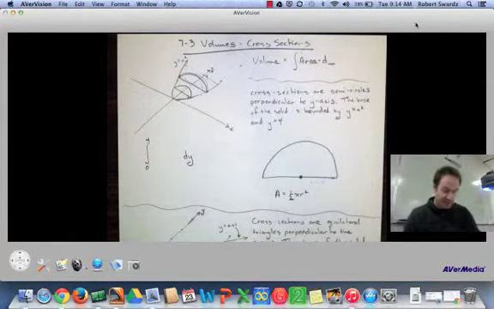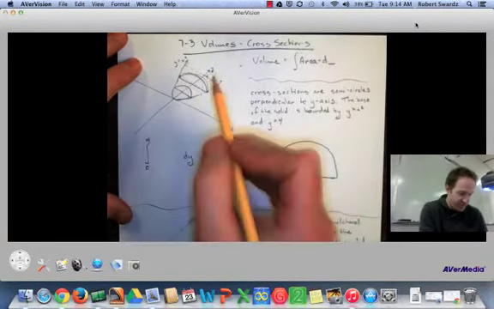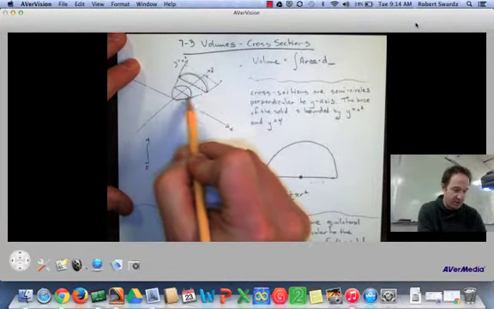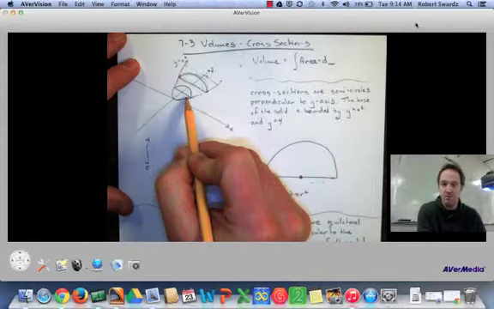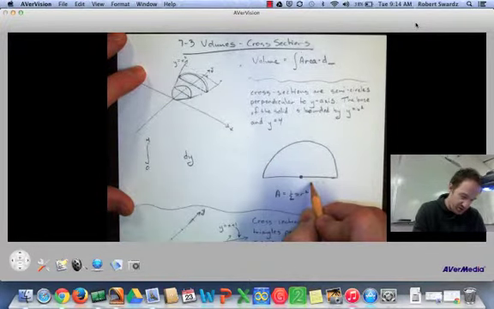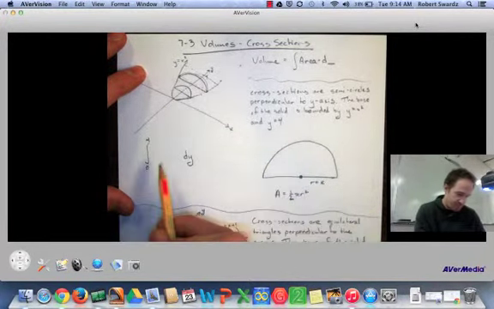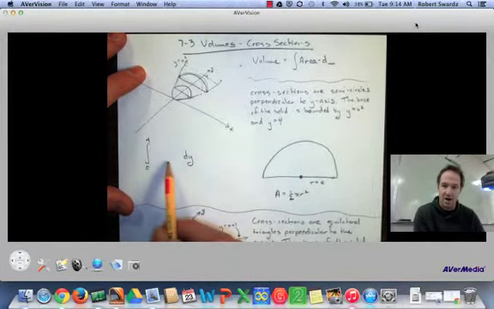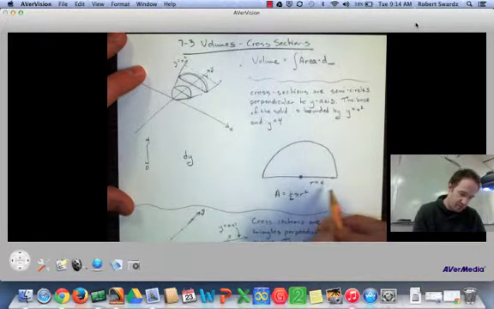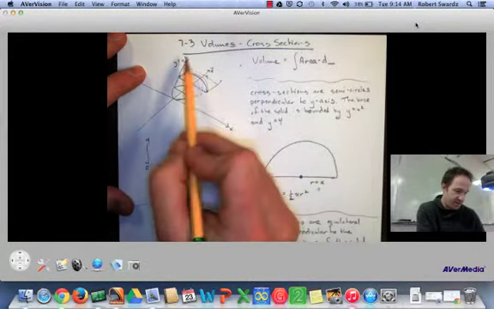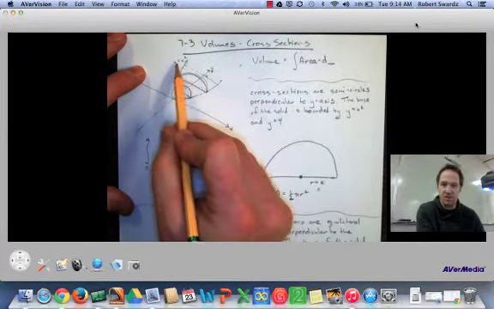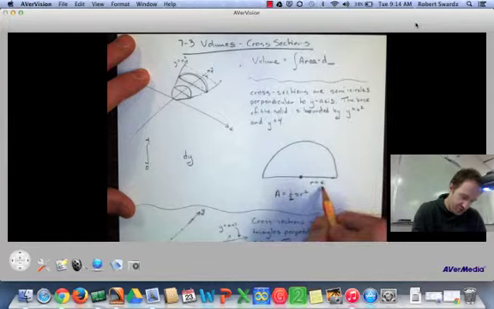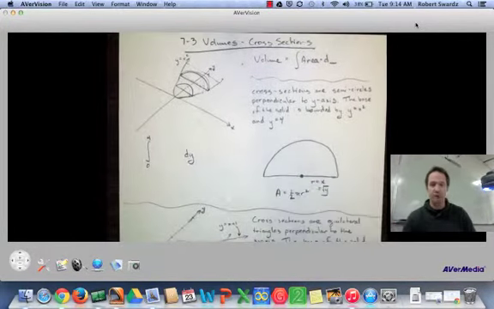Okay. So we need to know radius. Now the radius of our semicircles here, that is an x coordinate of a point on this parabola here. So r equals x. But since this is dy, we need this in terms of y. Now this is an x coordinate on this curve, y equals x squared, and if you solve that for x, you get the square root of y. So our radius is really the square root of y.